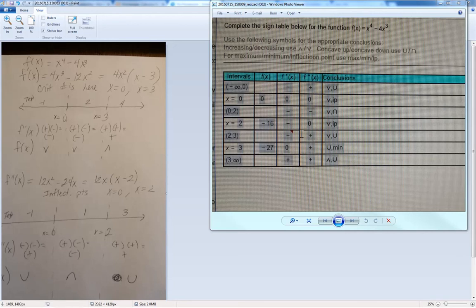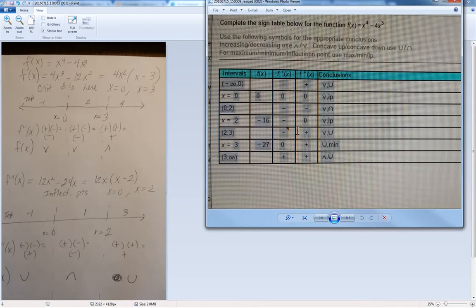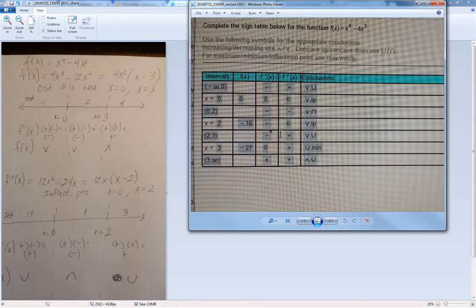Hi, this video is to answer a question regarding how to complete the sign table for the function f of x equals x to the fourth minus 4x cubed. If you notice in the sign table, we are talking about the first derivative and the second derivative.